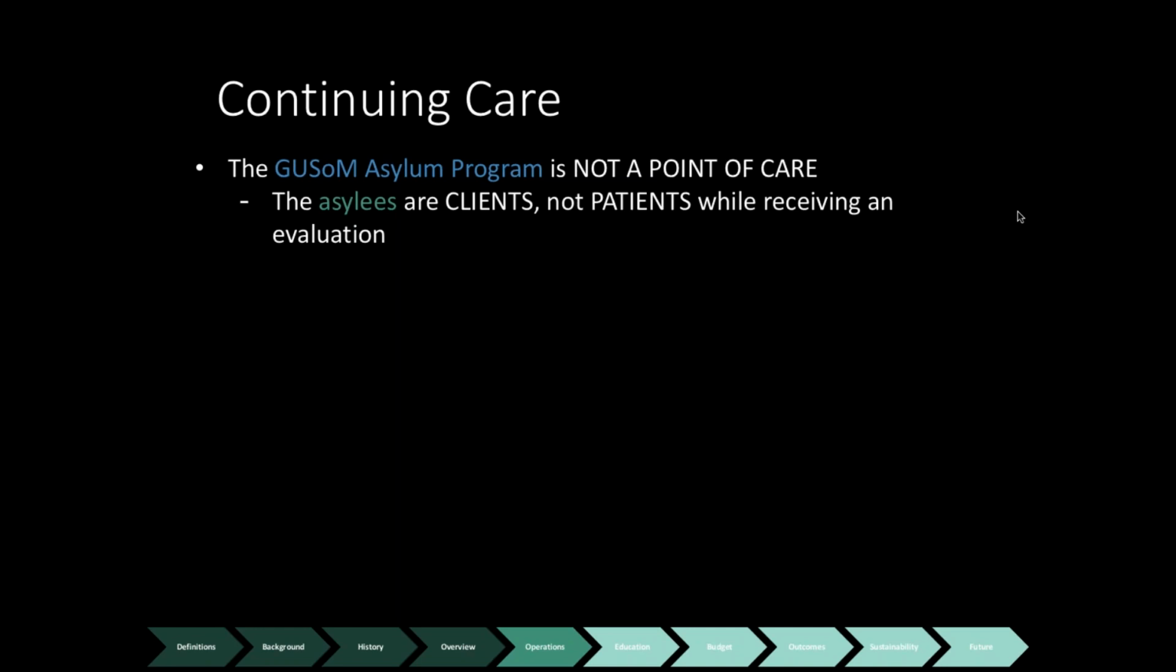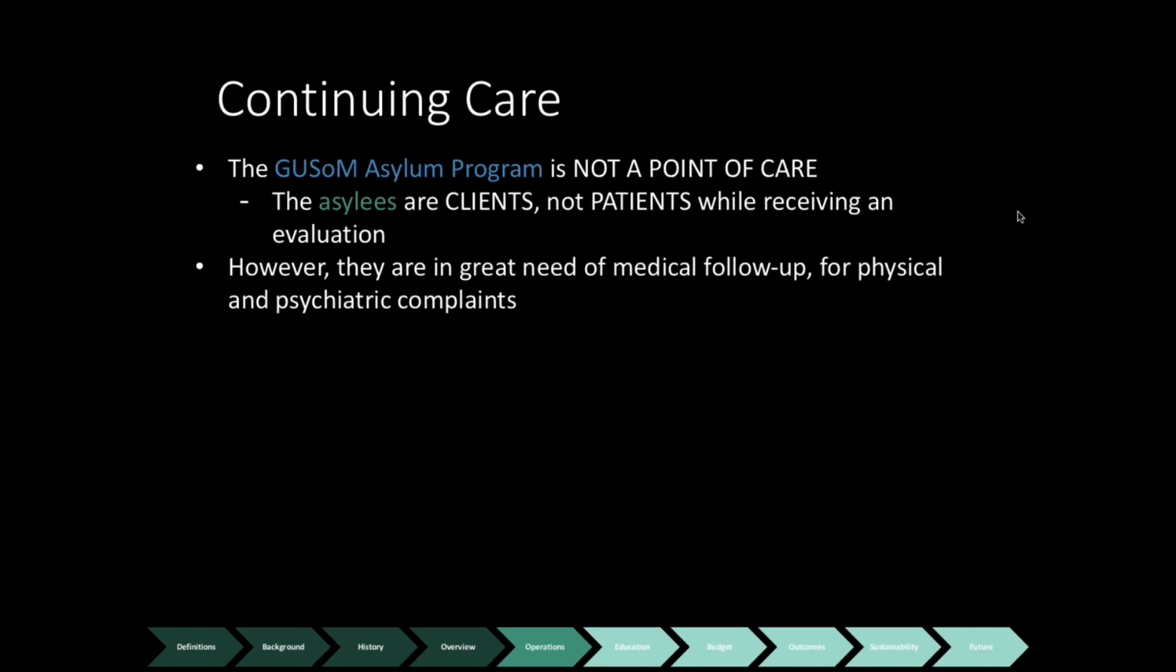Moving into the continuing care aspect, so we've talked about the evaluation itself, and now looking at what happens outside of the evaluation and different things we're doing. The most important thing for us was to recognize that we, as the asylum program, are not a point of care. The clients are our clients, not patients, when receiving a medical evaluation or psychological evaluation. However, a lot of times they are in need of great medical follow-up for both physical and psychiatric complaints, and those aren't necessarily needs that we can meet right away during the evaluation.